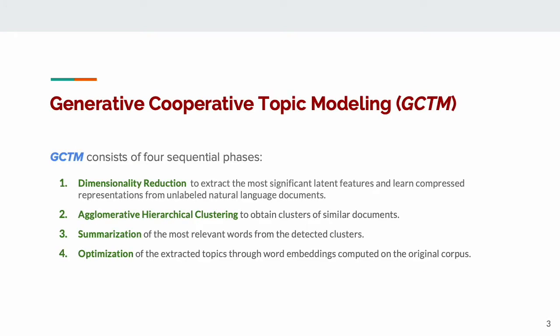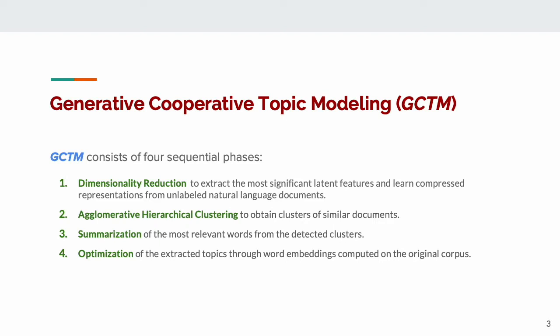Generative cooperative topic modeling consists of 4 sequential phases. At first, we have dimensionality reduction. In this first phase, we try to extract the most significant latent features and learn compressed representations from text documents. Afterwards, there is agglomerative hierarchical clustering. In this second phase, we try to obtain clusters of similar documents, starting from the previous compressed vectors.